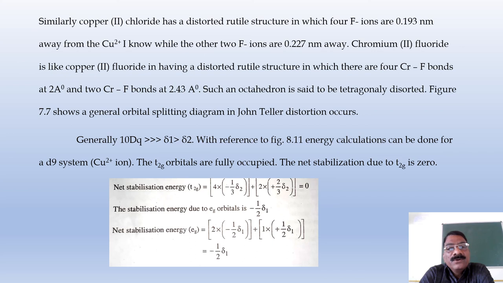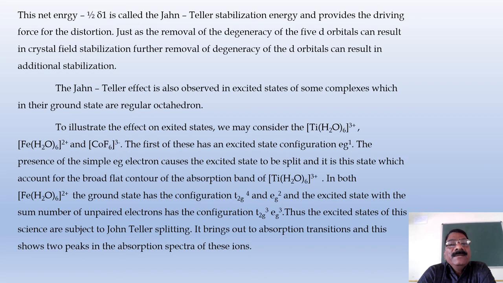The t2g orbitals are fully occupied. The net stabilization due to t2g is zero. See here, net stabilization energy for t2g is zero. The stabilization energy due to the eg orbital is minus 1/2 delta 1, and the net stabilization energy for the eg after calculation is minus 1/2 delta 1. This net energy, minus 1/2 delta 1, is called the Jahn-Teller stabilization energy and provides the driving force for the distortion.